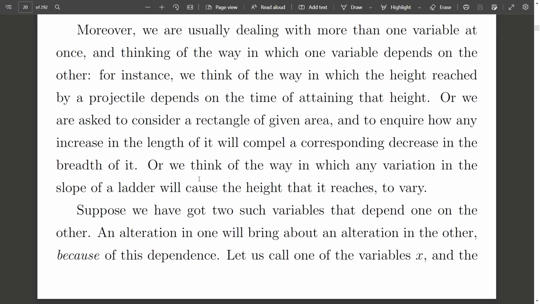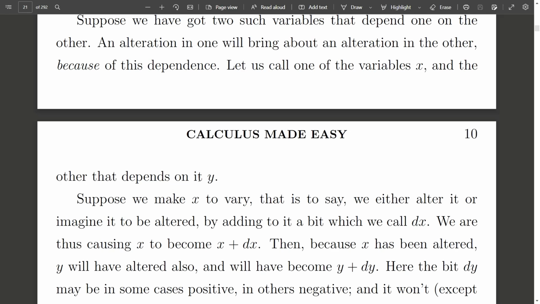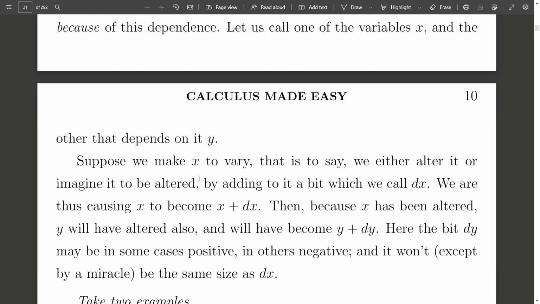Suppose we have got two such variables that depend one on the other. An alteration in one will bring about an alteration in the other because of this dependence. Let us call one of the variables x and the other that depends on it y. Suppose we make x to vary, that is to say, we either alter it or imagine it to be altered by adding to it a bit, which we call dx. We are thus causing x to become x plus dx. Then because x has been altered, y will have altered also, and will have become y plus dy.